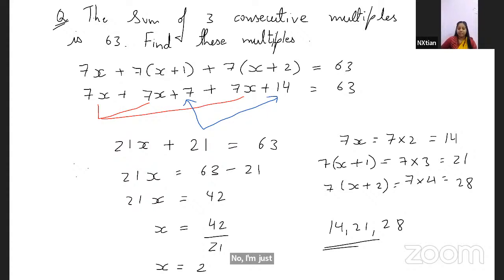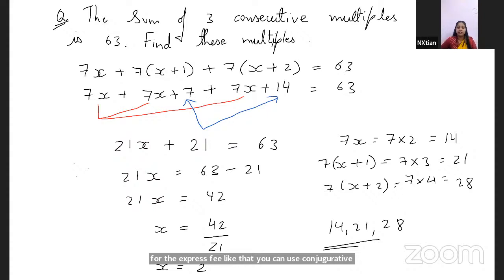Okay, so I hope the method is clear to you. Whenever you see the word consecutive in the equation, you can use x plus 1, x plus 2. If there are 4, then we can use x plus 3. First one, you'll use x, then the second, x plus 1, third, x plus 2, fourth, x plus 3, like that. You can use consecutive, okay?